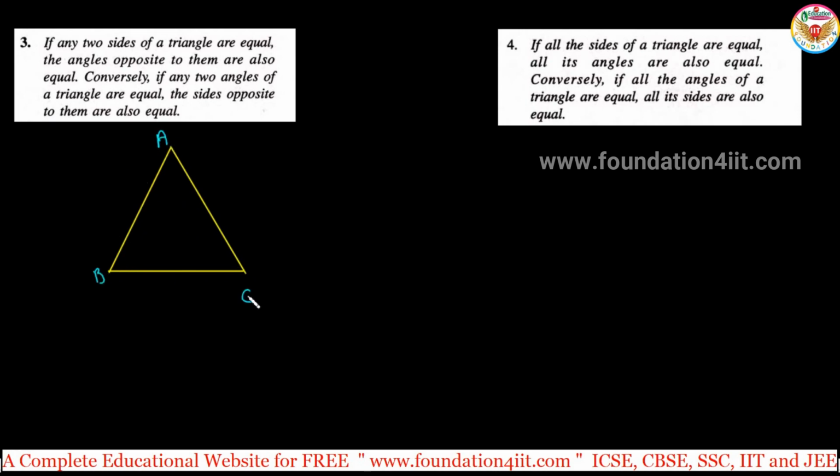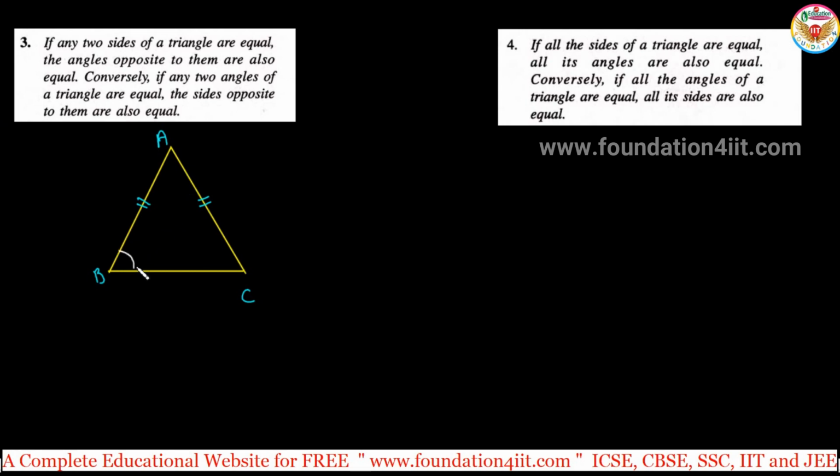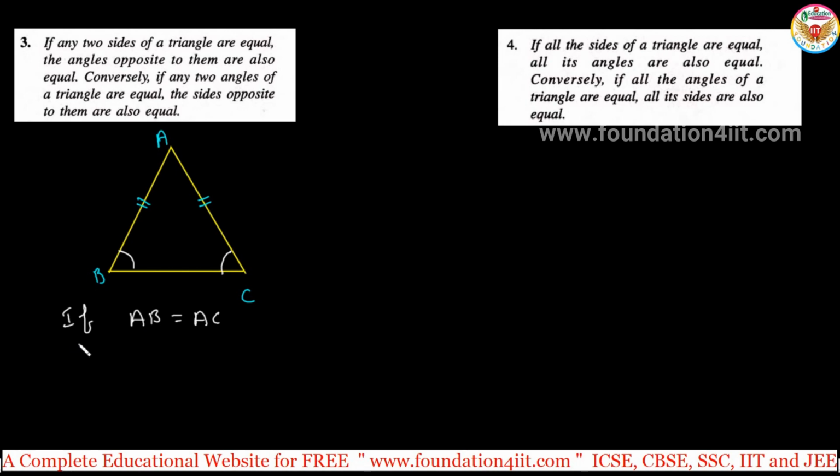Now ABC is a triangle. Let's say AB is exactly equal to AC, right? If two sides are equal, their opposite angles are also equal. So the angle opposite side AC is B. The angle opposite side AB is C. So if AB is equal to AC, then angle C is also equal to angle B. Right. So if any two sides are equal, the angles opposite those two sides are also equal.